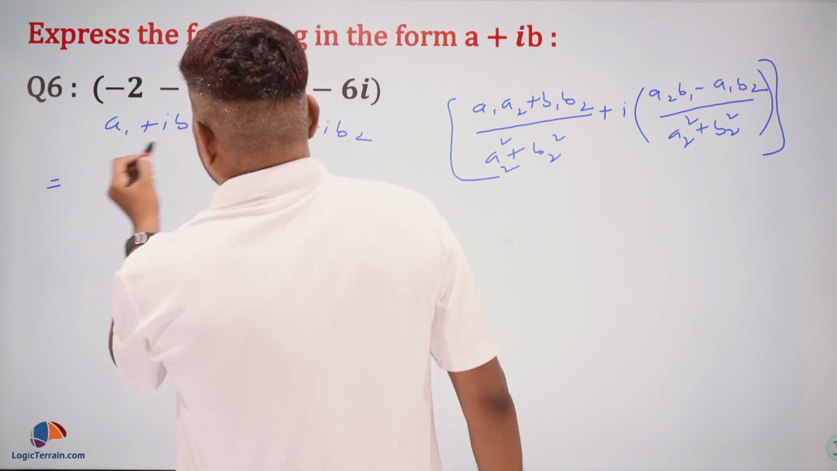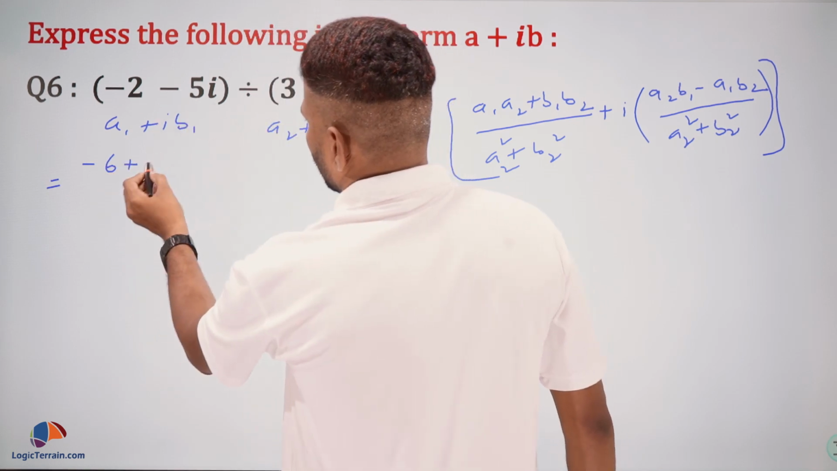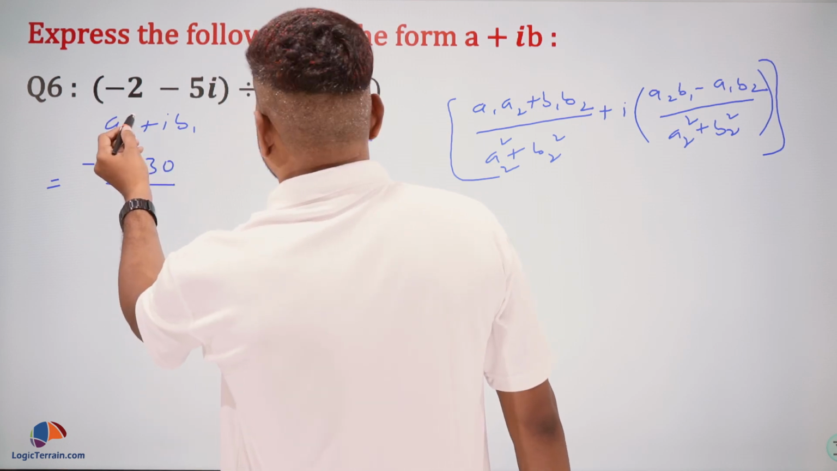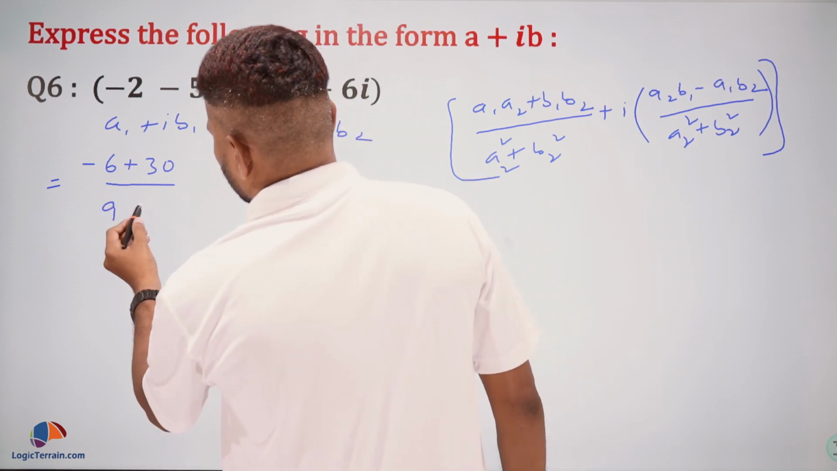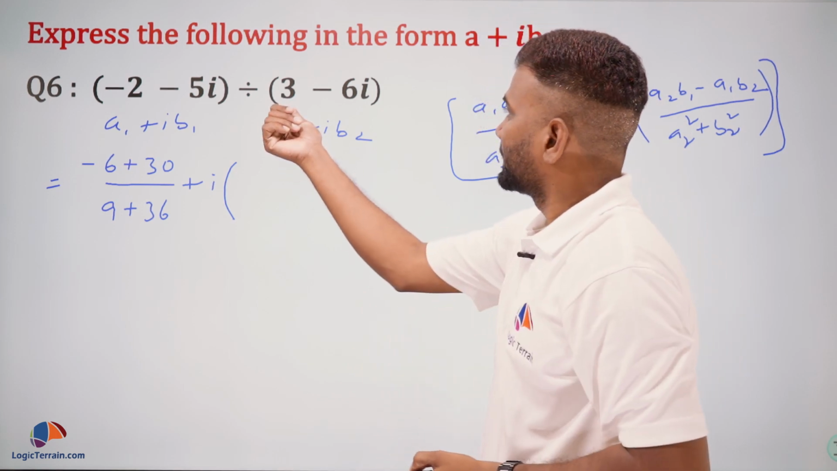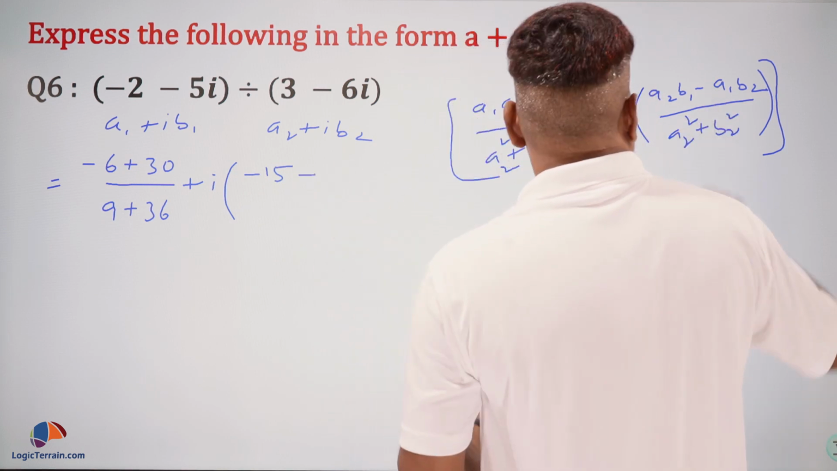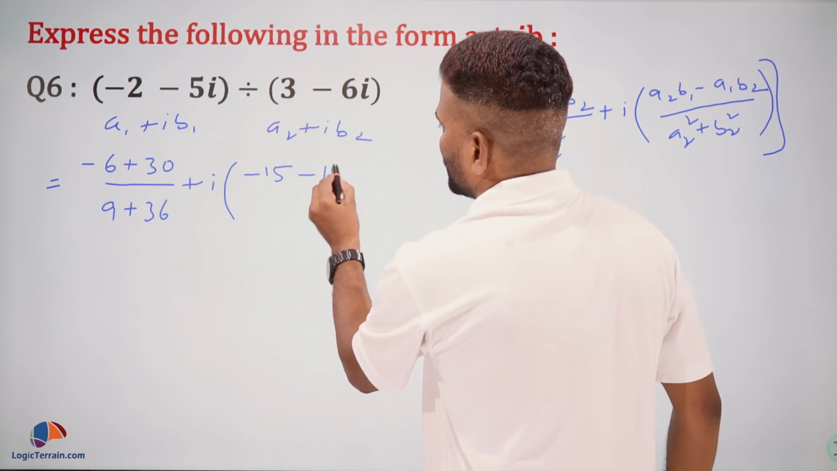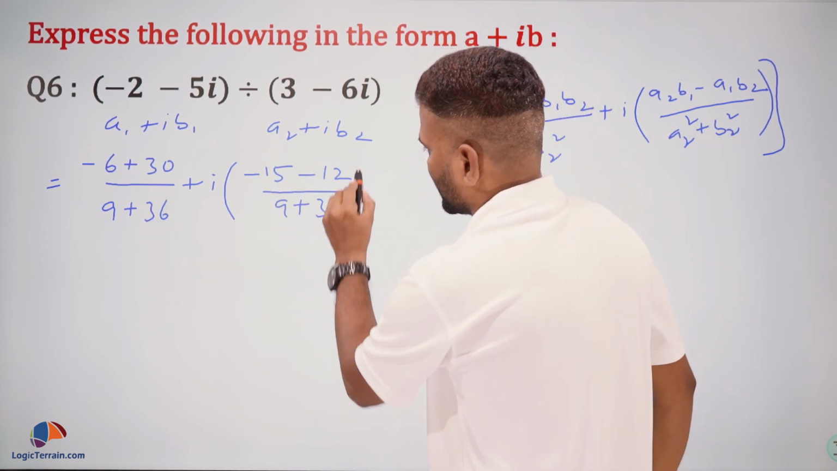a1 a2, positive into positive negative, 2 3s are 6, plus b1 b2, negative into negative positive, 5 6s are 30, upon a2 square 3 square 9 plus b2 square, that is negative 6 square 36, plus I of a2 b1, positive into negative, negative 5 3s are 15, minus a1 b2, negative into negative positive, 2 6s are 12, upon a2 square plus b2 square, so we'll get the same 9 plus 36.